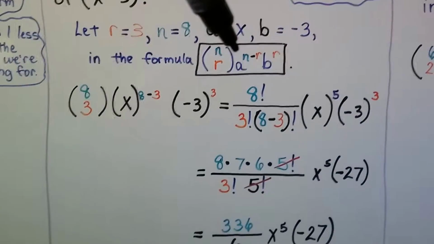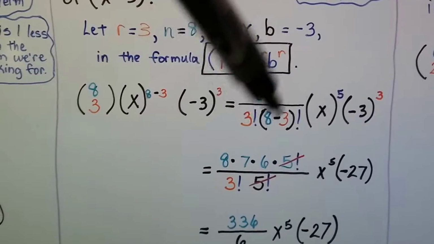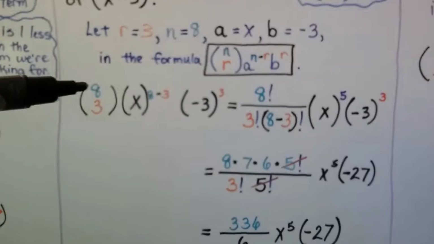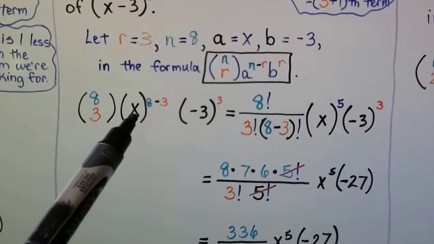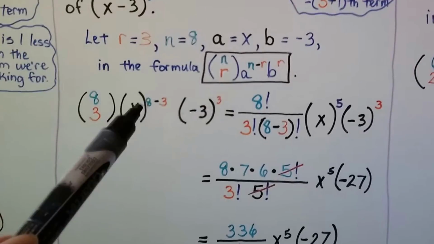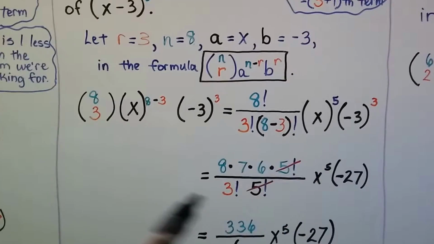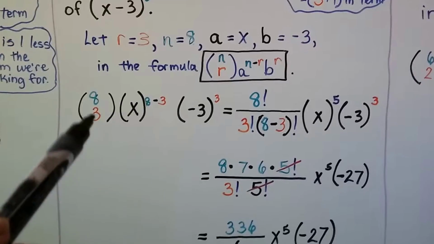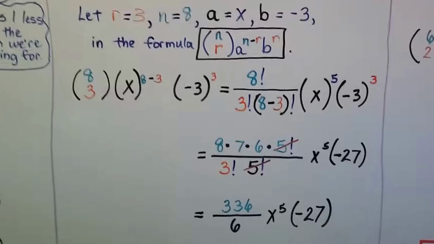We're going to put it into this formula, and our n choose r is going to be written like this with factorials, isn't it? So we've got 8 choose 3. Here's our a, it's an x. And we need to do n minus r. So that's 8 minus 3, right? So that's going to give us a 5 for our exponent. Then the negative 3 is going to have r for an exponent. So it's negative 3 to the third power.